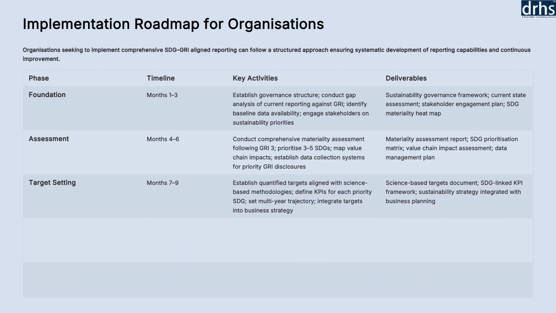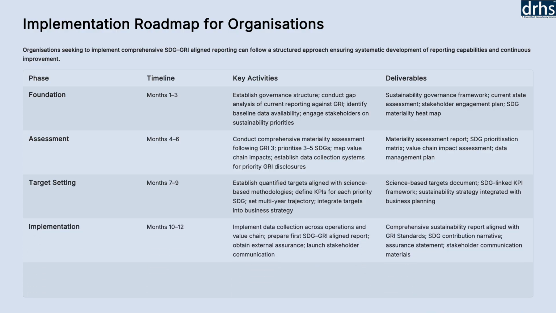Target setting, months 7 to 9. Once priorities are defined, organizations establish clear, time-bound targets and KPIs aligned with SDG outcomes and GRI indicators. Targets may include emissions reduction pathways, water stewardship goals, diversity benchmarks, or supply chain improvements. Where applicable, targets should be aligned with science-based or context-based methodologies to enhance credibility.